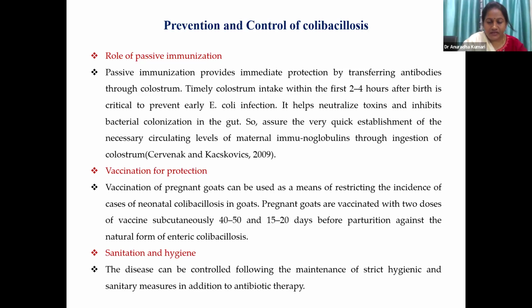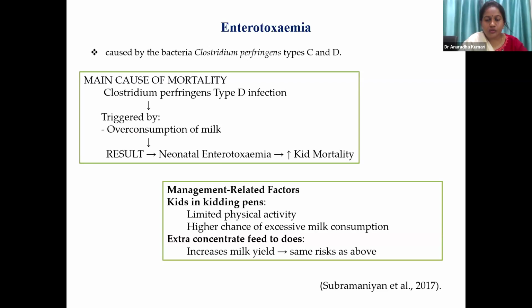The second thing that we can do for prevention is vaccination at the advanced stage of pregnancy. For colibacillosis prevention, pregnant doe are vaccinated at 40 to 50 days and 15 to 20 days before parturition. And the most important, as we have already discussed, the maintenance of sanitation is most important for prevention of this disease. The next important disease that is responsible for kid mortality is endotoxemia.